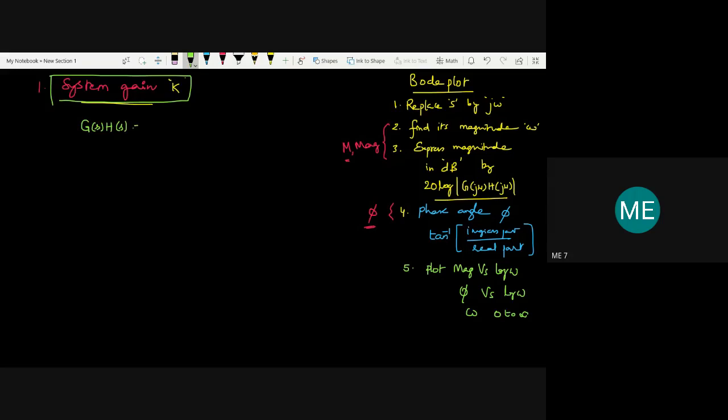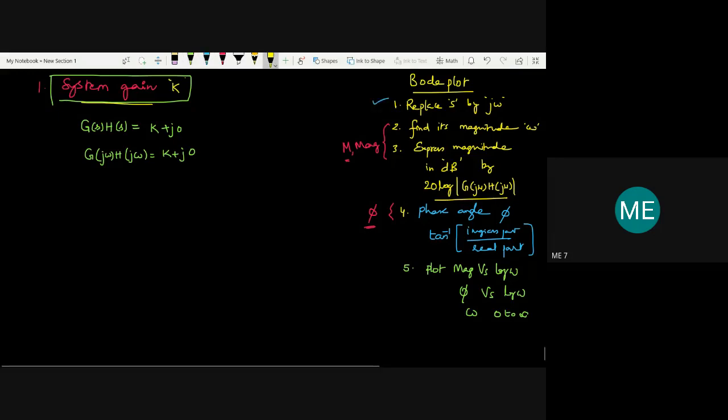Assuming that the open loop control system G(s)H(s) has only the system gain K, say for example it has only the factor K. K, being a constant, will be written as K plus j0. So replace s by j omega, that is G(j omega)H(j omega) equals K plus j0. We have done the first step.